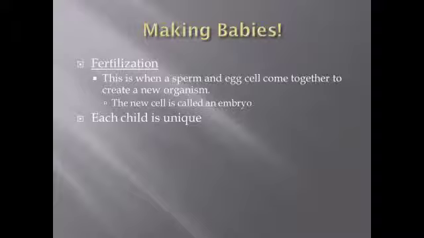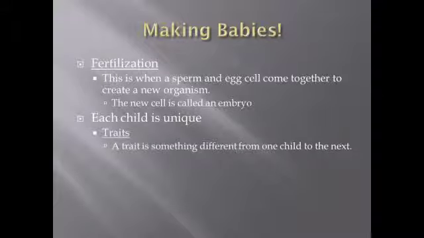Now, this is pretty obvious to most people. Every single child is unique in some way. This difference from one child to the next is basically what a trait is. A trait is something that you see that's different from one individual to the next individual. So a good example of this would be blue eyes. Blue eyes is a trait. Brown eyes is a trait. Hair color is a trait. Skin color is a trait. Your height is a trait. Anything about you is a trait.